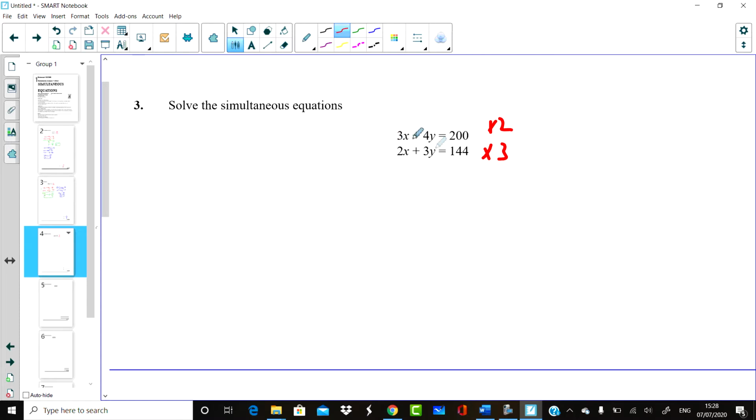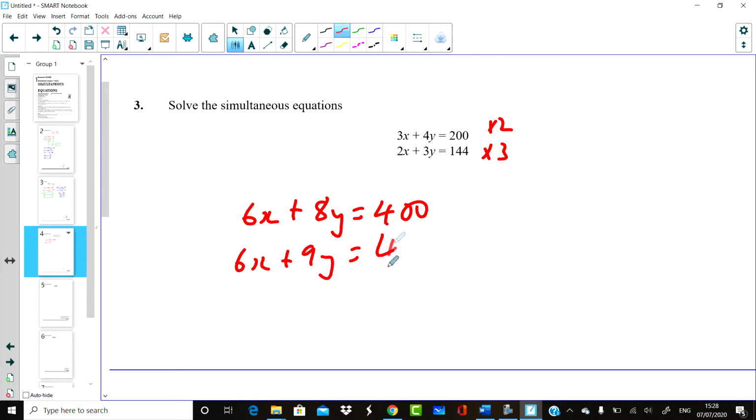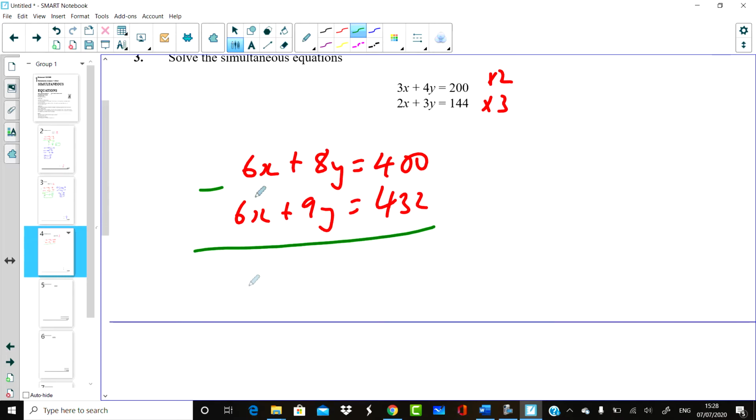So if we rewrite this, we have 3 times 2, that becomes 6x, 4y times 2, that becomes 8y, and 200 multiplied by 2, that's 400. This one's going to be again 6x, so notice how we have the same number here. Then we have 3 times 3, so that's 9y, and 144 multiplied by 3, that's going to give 432. So now we can subtract these equations to get rid of this x term. So this becomes 0. Then 8y take away 9y, that's minus y. That's 400 take away 432, that's negative 32.